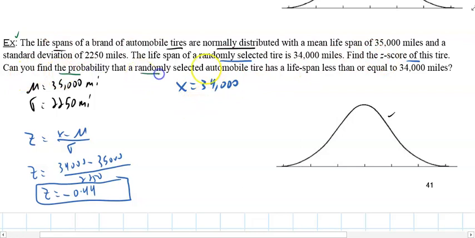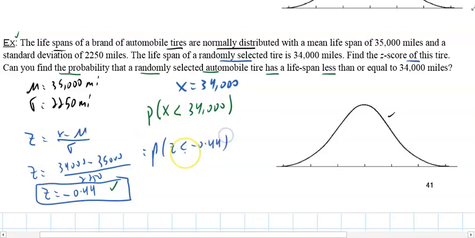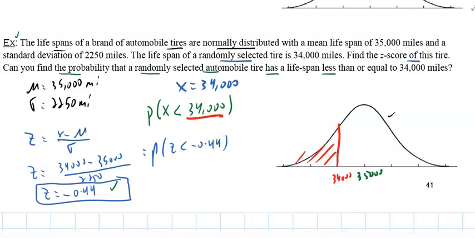Then it says, can you find the probability that a randomly selected automobile tire has a lifespan less than 34,000 miles? Well, you have two options. Since we found z, we could say that's also the same as finding the probability that z is less than negative 0.44. Now, what's the difference between those? Here you're saying this is 35,000, and I'm looking for this area. Here, you're saying the average is 0, and this is negative 0.44, and I want the area to the left. The same deal.